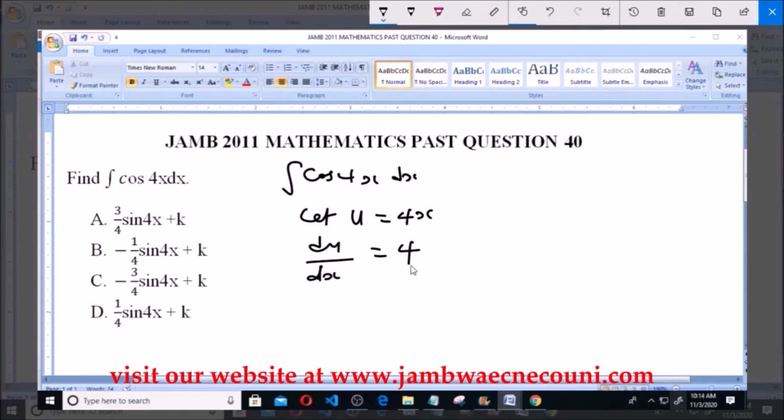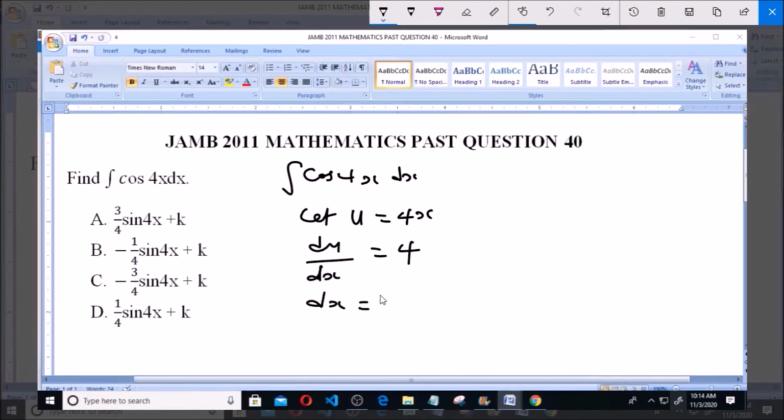So from this, we can simply say that dx is equal to du over 4. That is, this dx here is equal to du over 4. Now let's come back to our integration. You can see what we did: we said let u equal 4x, so du/dx is equal to 4, and dx is equal to du all over 4 from here.